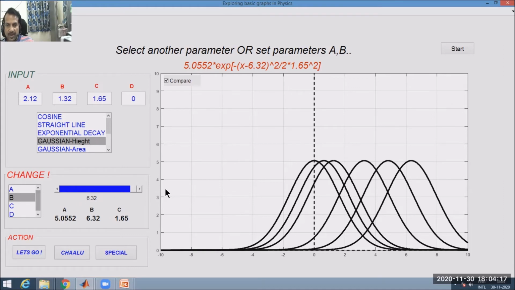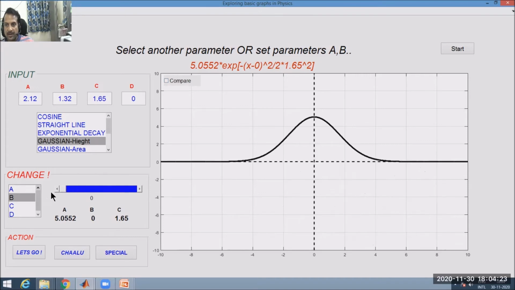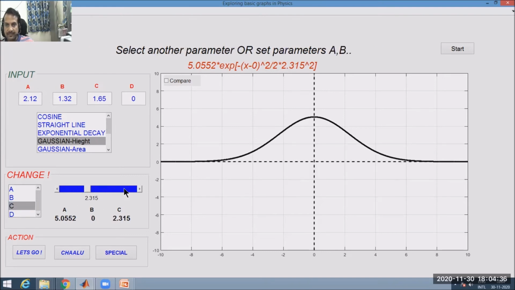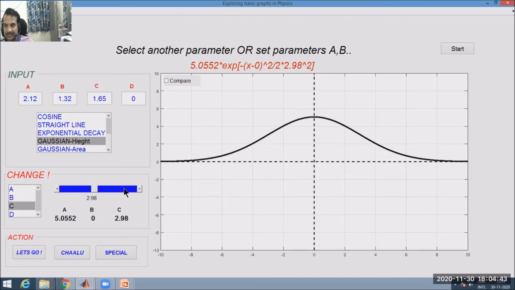Before going to the parameter C, let me put B at 0 and let us change C. The present value of C is 1.65. First, let us increase the parameter C from 1.65. This is 2.31. Now you can see the width of the function is increasing.